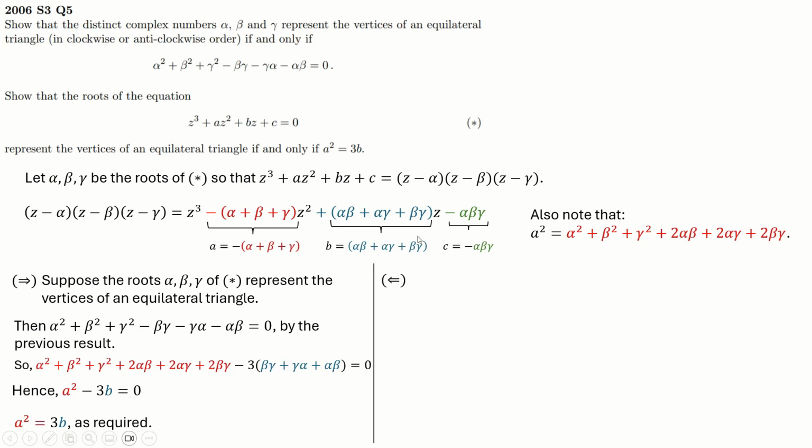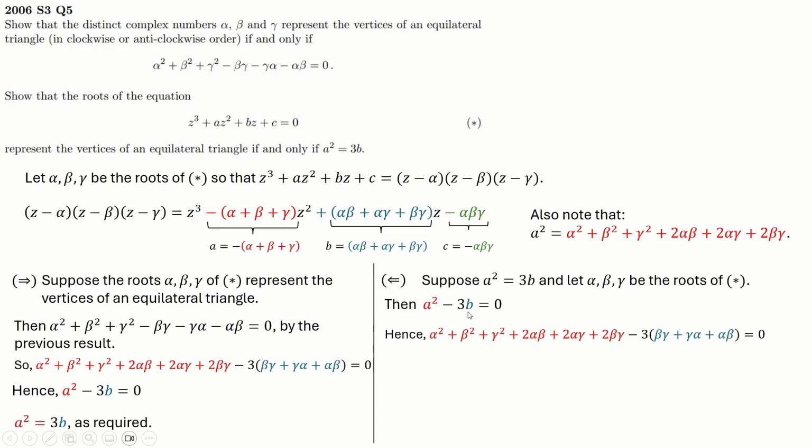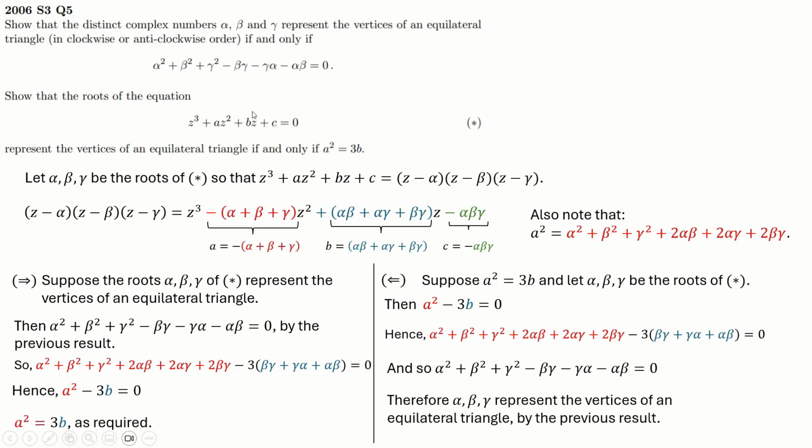And now the only if. So now we start at a squared equals 3b, and we let alpha, beta, gamma be the roots. So now we're essentially showing that they are in an equilateral triangle. We start with this, we move it over to this. This is essentially just working backwards from what we just did. So this side was actually the easier one to do first, because then you could have got this more difficult step out just because you were doing this backwards instead. But you end up at the same result here, and because this is an if and only if statement itself, that means that the 3 points are in an equilateral triangle by the previous result.